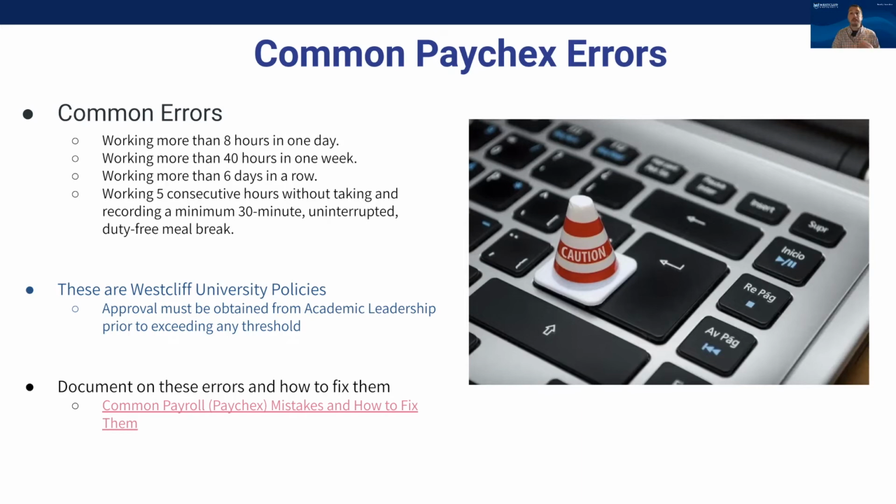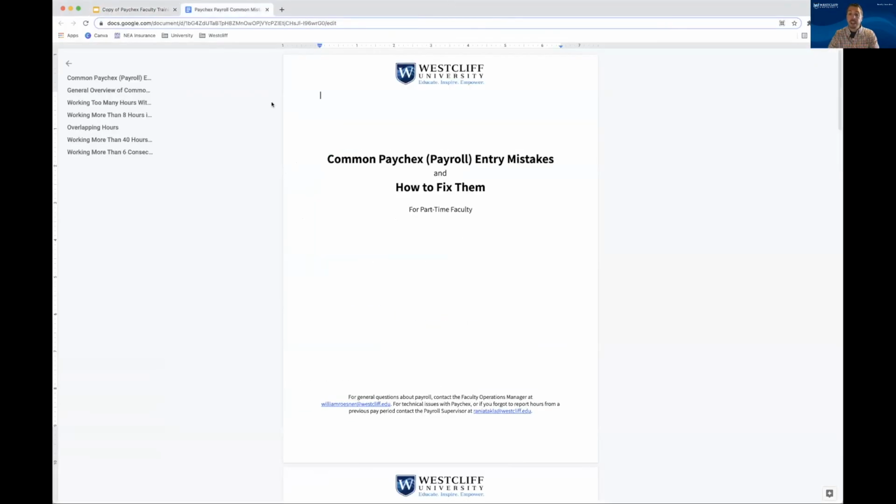So every pay period, and I mentioned this in another training video, on the Friday before payroll is due, when your time card is due, you will get an email from me with a document called common payroll mistakes and how to fix them. I want to show you that document real fast. This is what it looks like, and you all have access to this document. You will get it again and again every other Friday right before the pay period is ending.